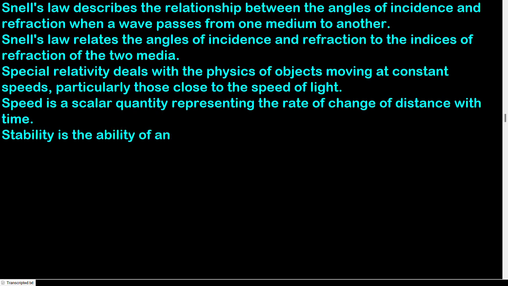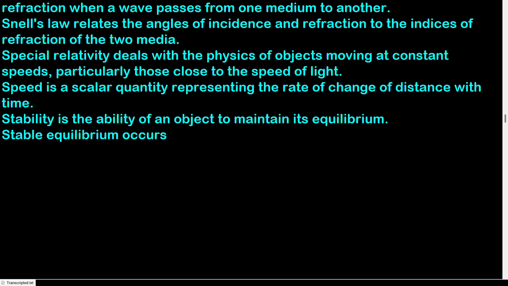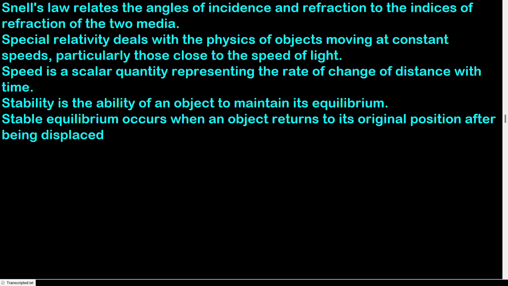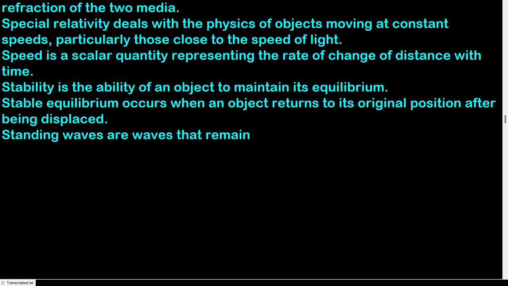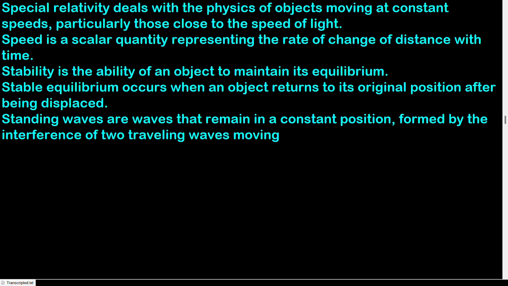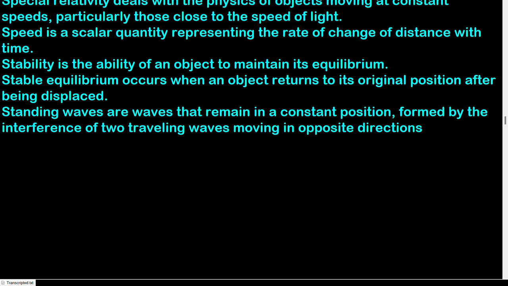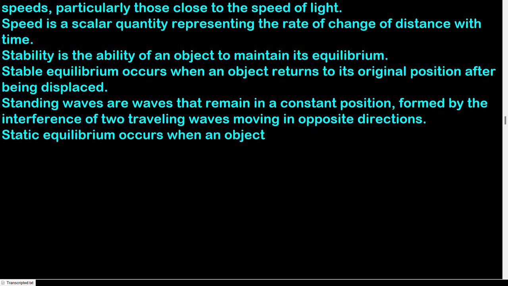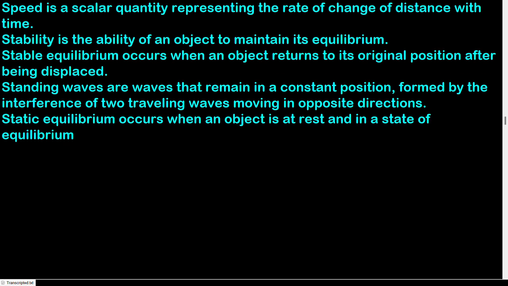Stability is the ability of an object to maintain its equilibrium. Stable equilibrium occurs when an object returns to its original position after being displaced. Standing waves are waves that remain in a constant position, formed by the interference of two traveling waves moving in opposite directions. Static equilibrium occurs when an object is at rest and in a state of equilibrium.